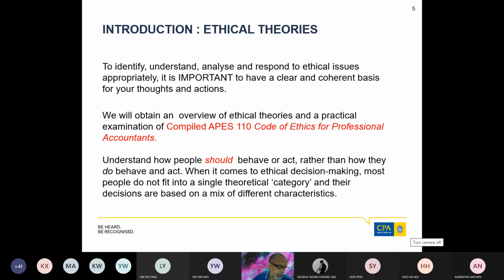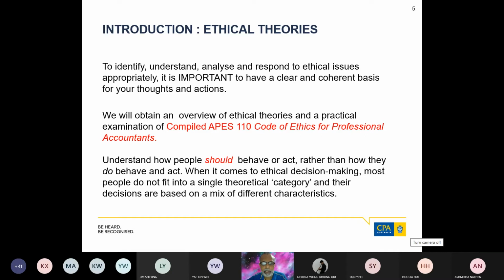In Malaysia, our professional body is MIA, the Malaysian Institute of Accountants. Once you have qualified and you register with them, they will give you their Code of Ethics, which tells you how you can and should behave, what is permitted and what is not permitted. And then we will also understand how people SHOULD behave and act, rather than how they do behave and act. So there's a distinction here between how people should behave and act, not so much how they actually behave and act.